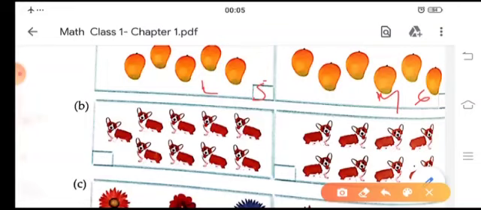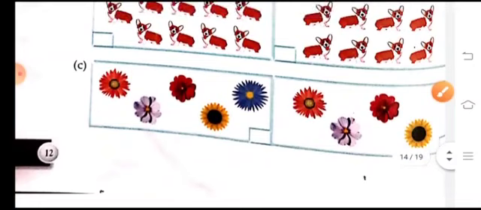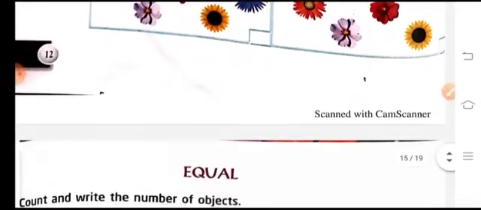Okay, so how many doggies are here? Count the puppies, children. 1, 2, 3, 4, 5, 6, 7, 8, 9. Okay, count here also. 1, 2, 3, 4, 5, 6, 7, 8. Okay, 8 puppies. So which block has less number of puppies? This one. So write here L and write here M. Okay, in this way you are going to write. Okay, children, do this exercise also in your copy.